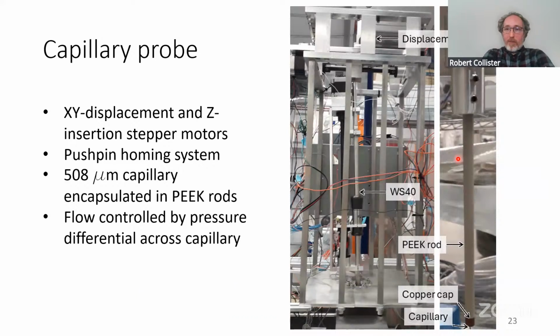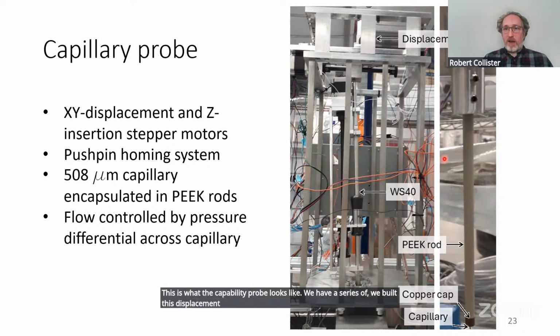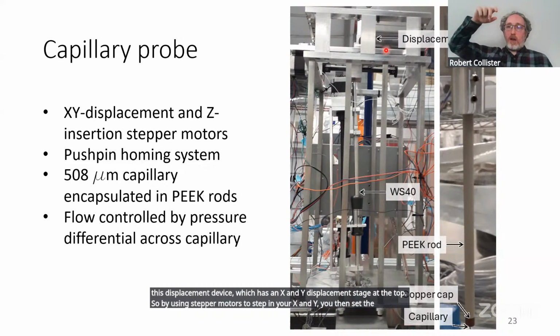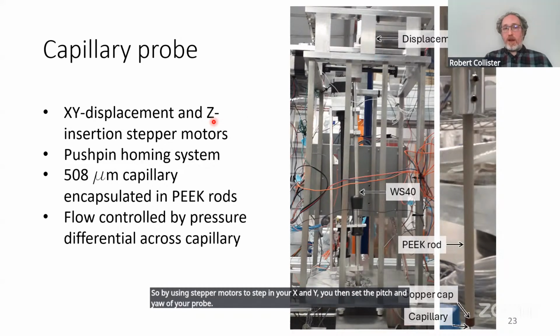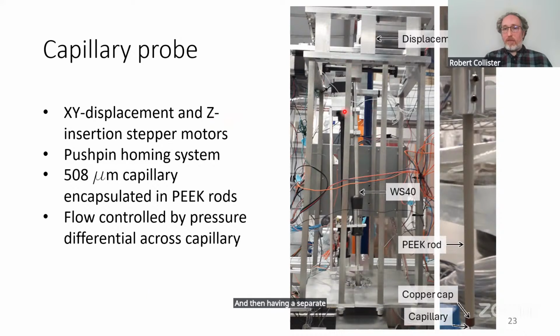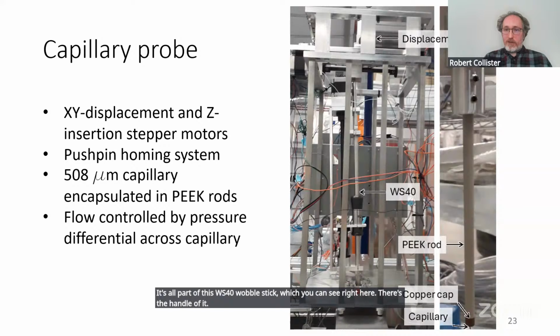This is what the capillary probe looks like. We built this displacement device, which has an X and Y displacement stage at the top. So by using stepper motors to step in your X and Y, you then set the pitch and yaw of your probe, and then having a separate motor to do insertion and retraction. It's all part of this WS-40 wobble stick, which you can see right here. There's the handle of it that gets inserted and retracted.